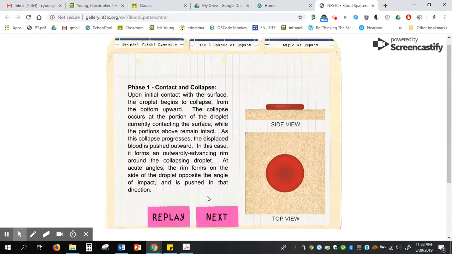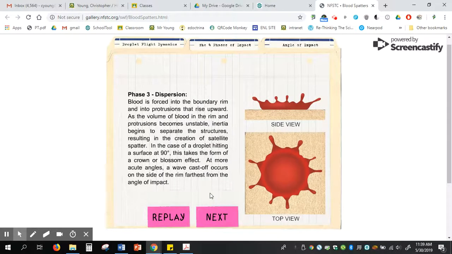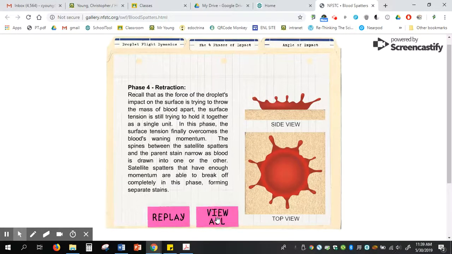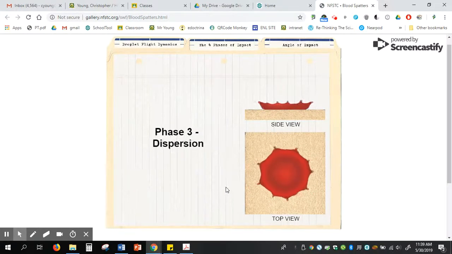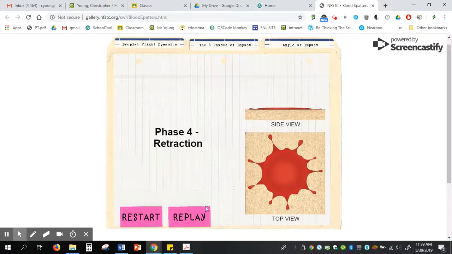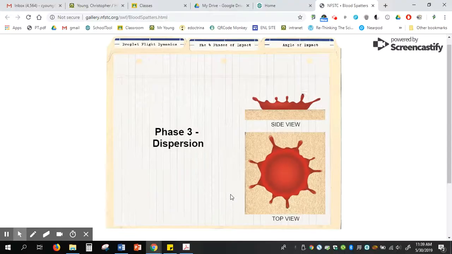Contract and collapse, phase 1. Hit pause. Displacement, phase 2. Hit pause. Dispersion, phase 3. Hit pause. Retraction, phase 4. Hit pause. Here we go through all 4 phases. Contract and collapse, displacement, dispersion, retraction.